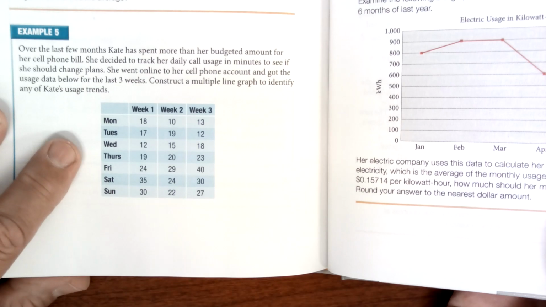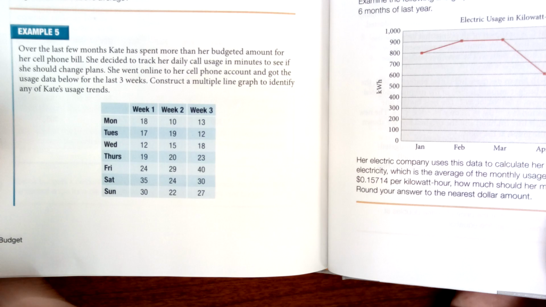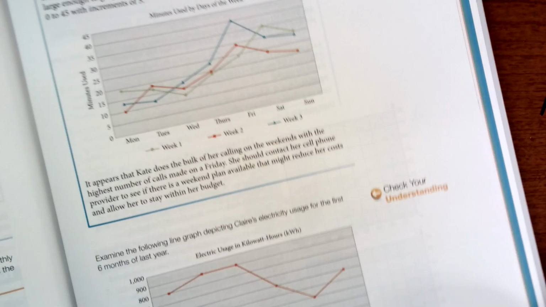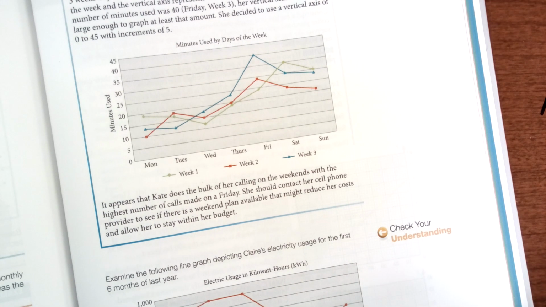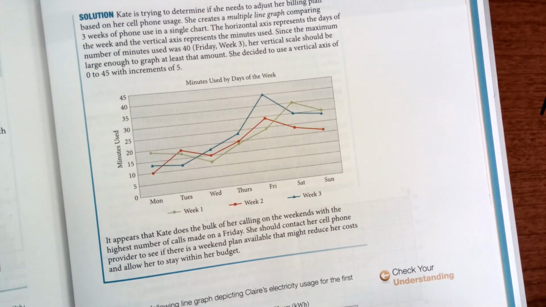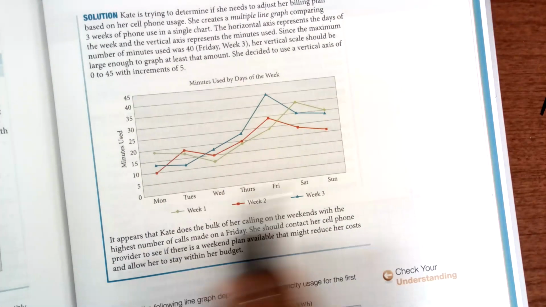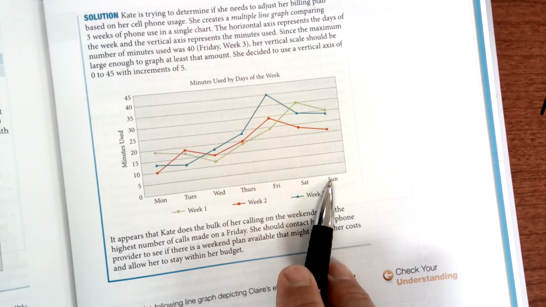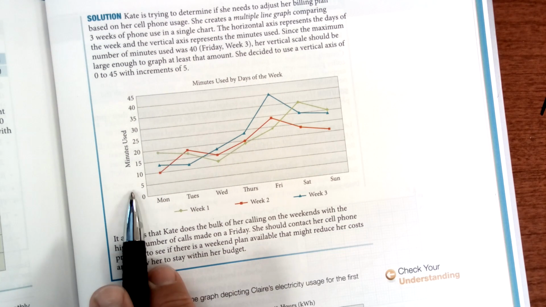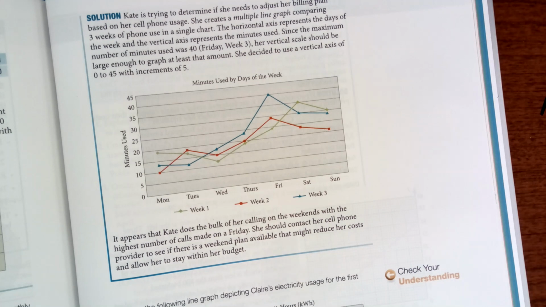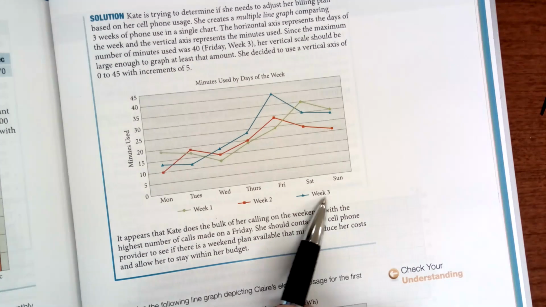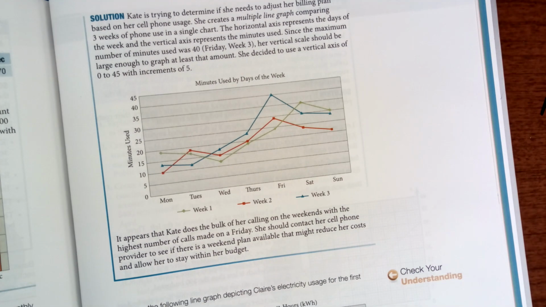This right here is a line graph, example 5. And if you look, here's the line graph. Okay, so you can read over the rest of these. Notice they have the months or the days down here, and then they have the minutes that you used. And this is week 1, different colors. So that's a very nice line graph there.